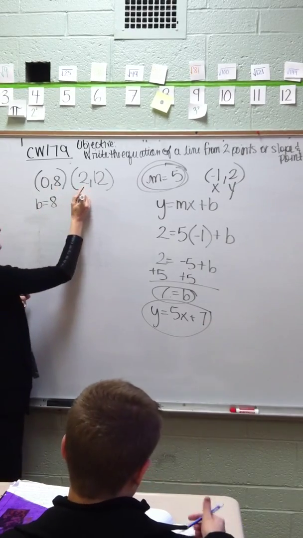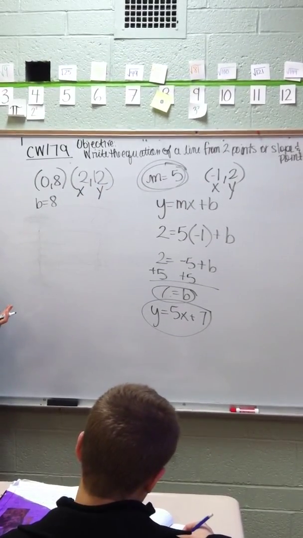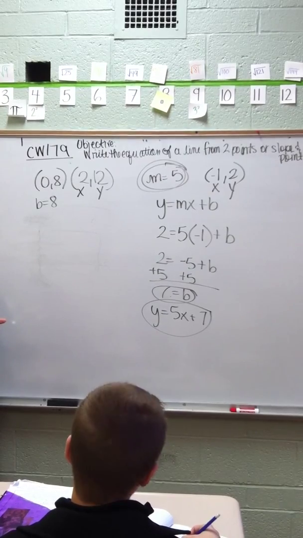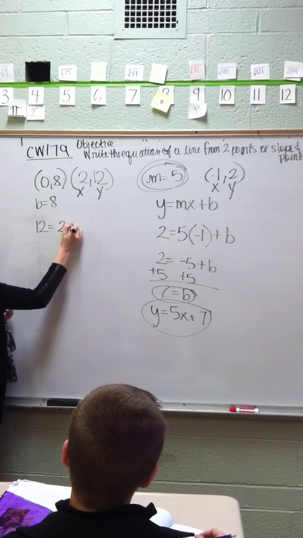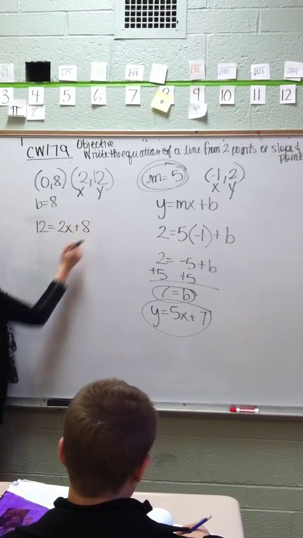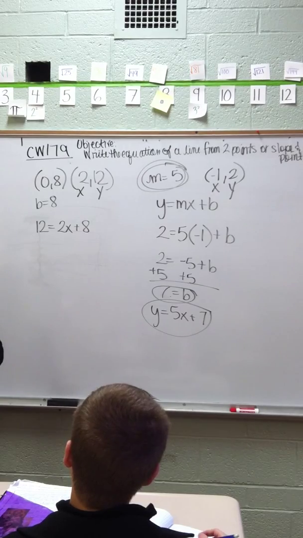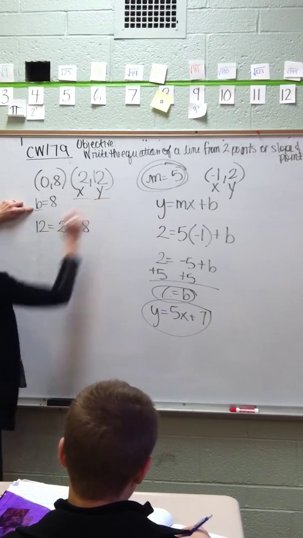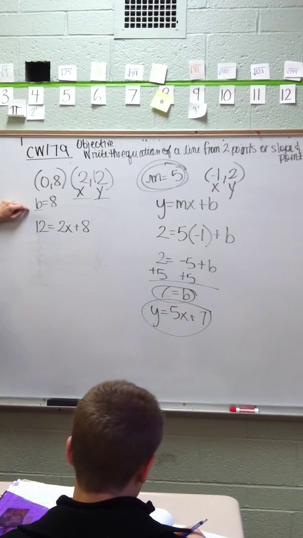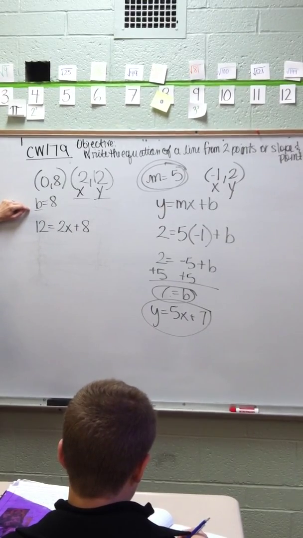Could I, with what I've been given, x and y here, find my m without using the slope formula? I could. What could I do? 12 equals 2x plus 8. You didn't have to. I'm going to find the slope using the slope formula in a minute, but you could have done this if you recognize that I have 3 of my components. So it's actually not x, it's m times 2.